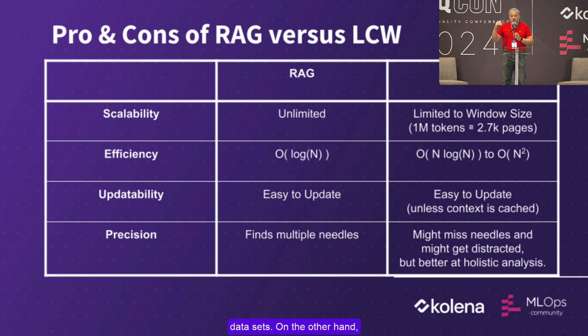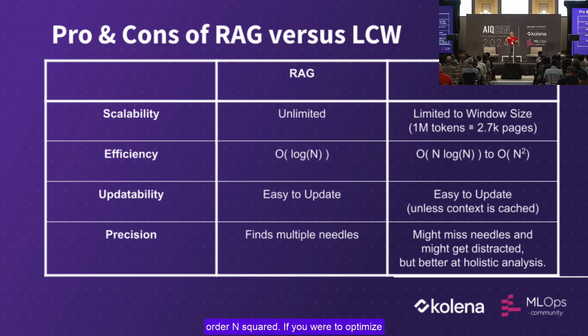On the other hand, large context window is relying on the underlying large language model to do the retrieval. Large language models, as you know, are dependent on the transformers architecture. The transformers architecture is order n squared. If you were to optimize and do context caching and other tricks like that, you can get it maybe to order n log n, so super linear, right? And that is really the reason why, even if we get bigger models that can support bigger large context windows, we will still have RAG. It will still be an important element.